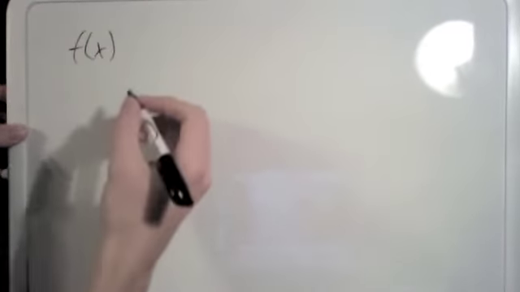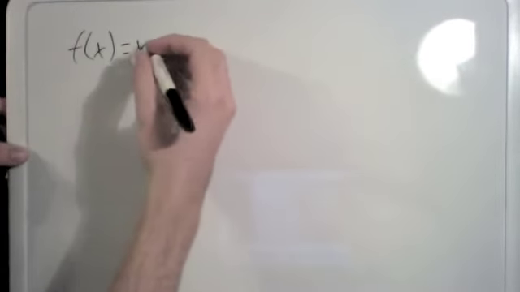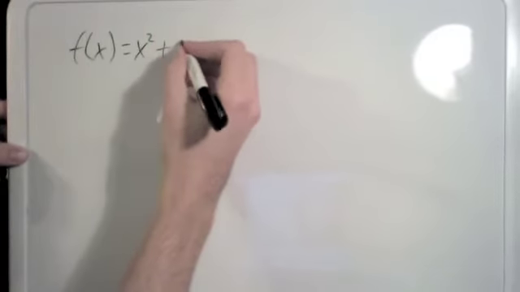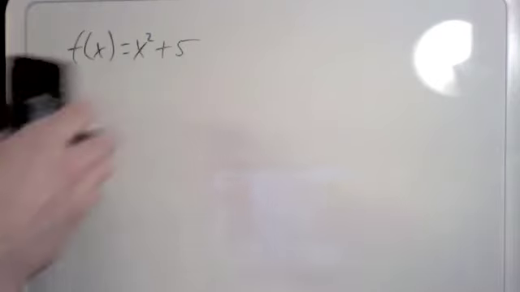Alright, so we're going to talk for a second about second derivatives, what they are and how we can find them. So let's say we have some function, and we'll call it f of x. Now this f of x could be x, it could be x squared, it could be x squared plus 5, it doesn't really matter what it is. We're just going to talk about some function.